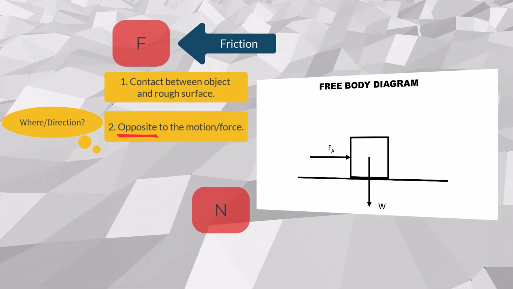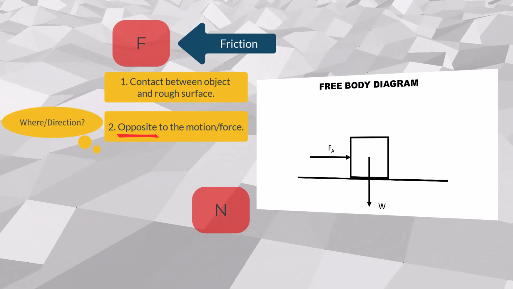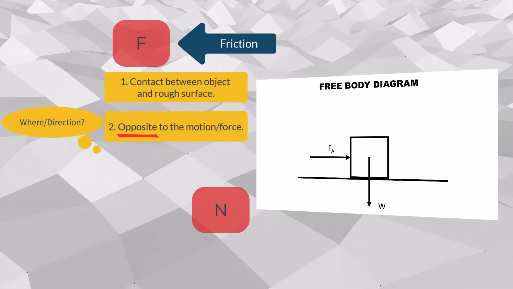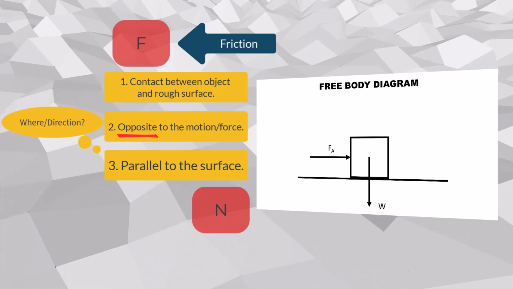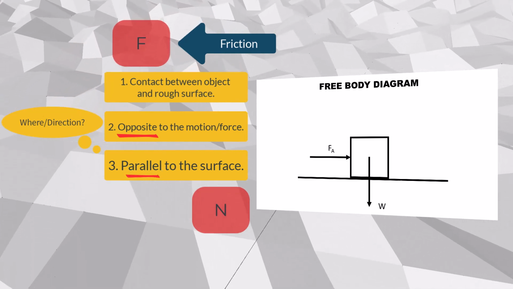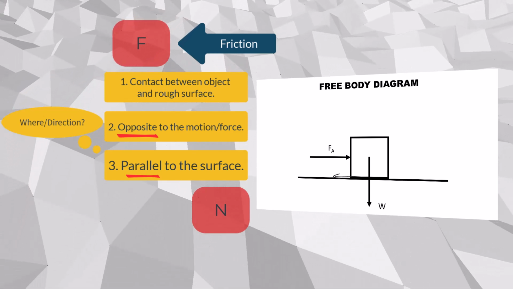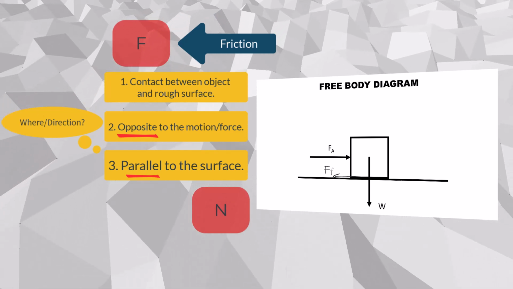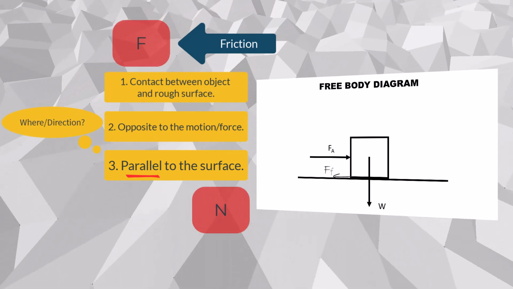In this case, since there is a force pushing the object from left to right, the frictional force will oppose this, acting from right to left. Also, frictional force is always in a direction parallel to the rough surface. We will draw the arrow at the contact point between the object and the rough surface. Don't forget to label it immediately with the letter F subscript lowercase f.